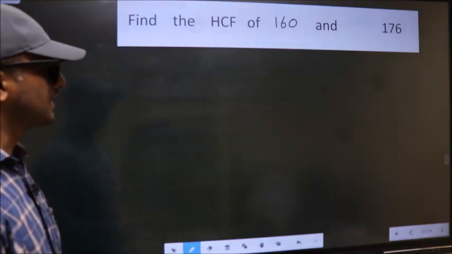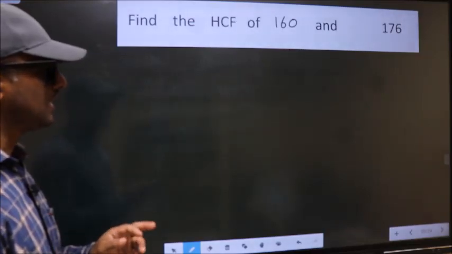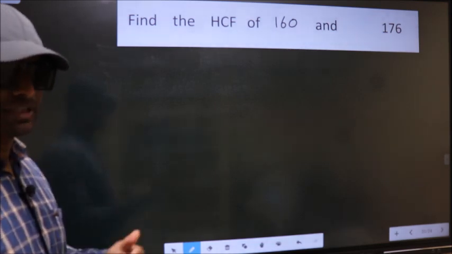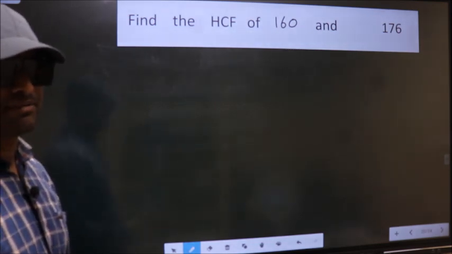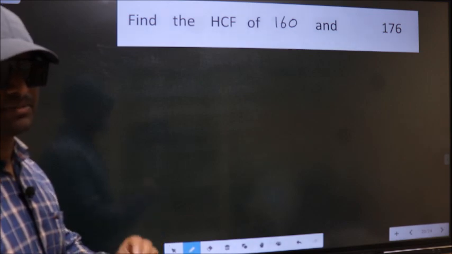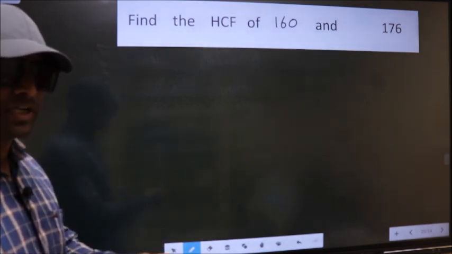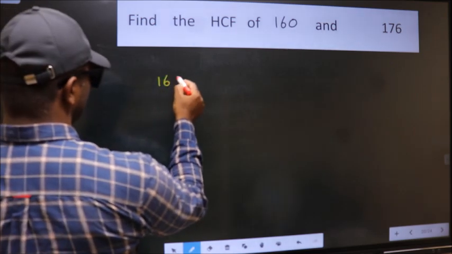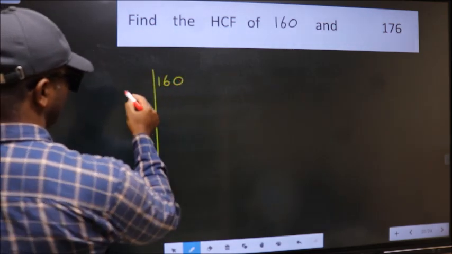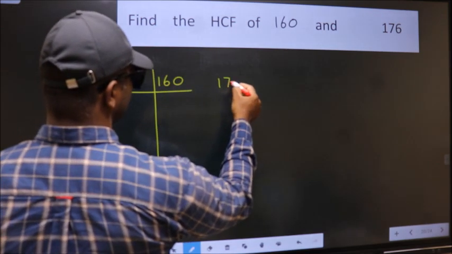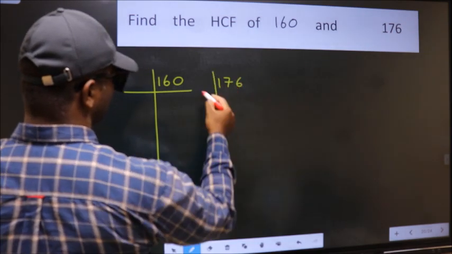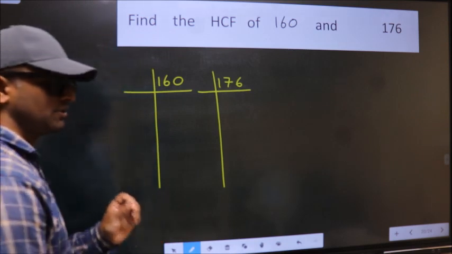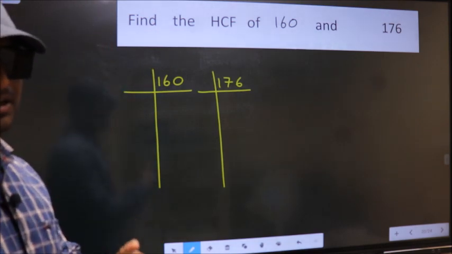Find the HCF of 160 and 176. To find the HCF, we should do the prime factorization of each number separately. What I mean is, see, 160 and 176. This is your step 1.